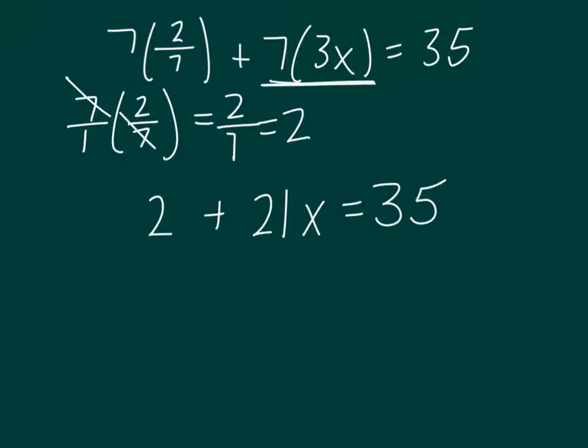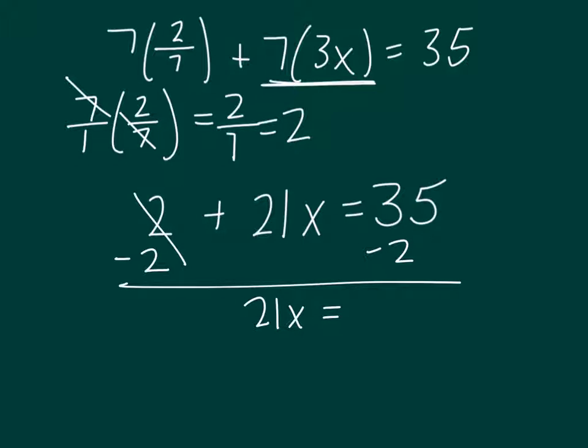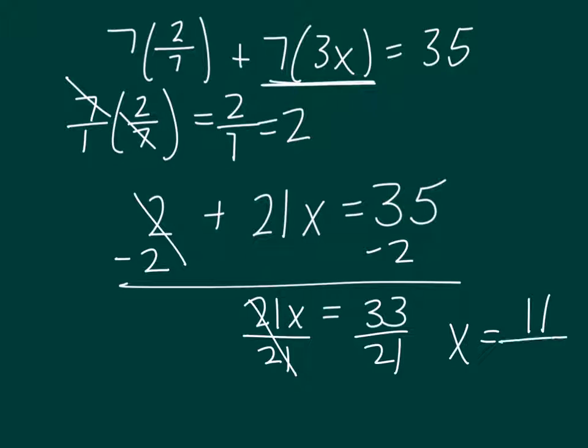Now we're right back to the two-step equations that we've been solving. So we're going to subtract the 2, and we get 21x is equal to 33. And then in order to get x alone, we divide by 21, and we get that x is equal to, now you have to keep in mind we have to simplify the whole way. If we look at these two numbers, I know that 3 goes into both of them, so 3 goes into 33 11 times, and 3 goes into 21 7 times, so x equals 11/7, and that is our final answer.